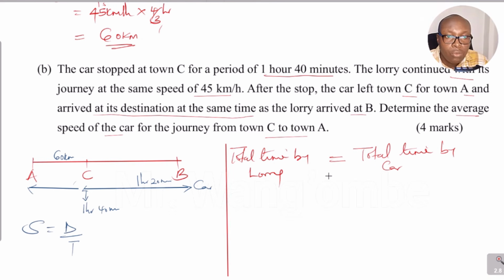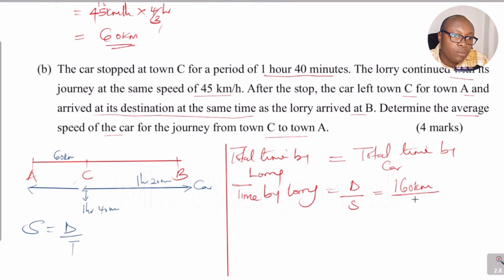So now we can get the total time taken by the lorry for the whole journey. How do we get time? We get time by taking distance over the speed. So distance is 160 kilometers, and then the speed of the lorry was 45 kilometers per hour.